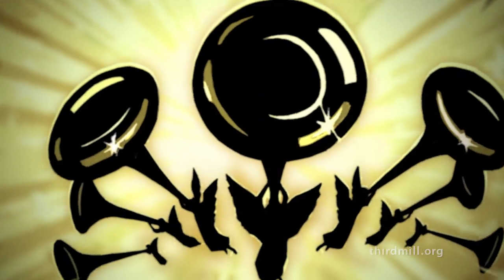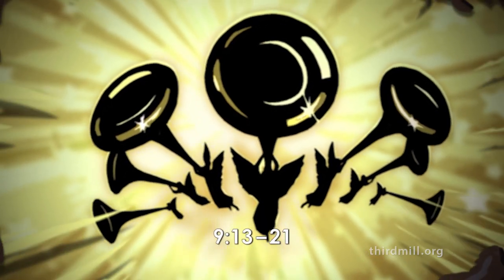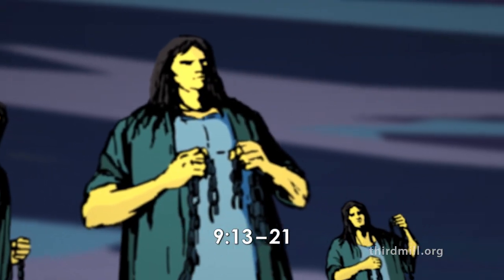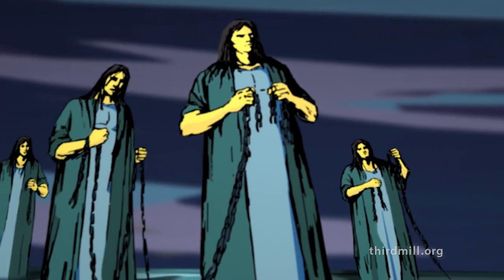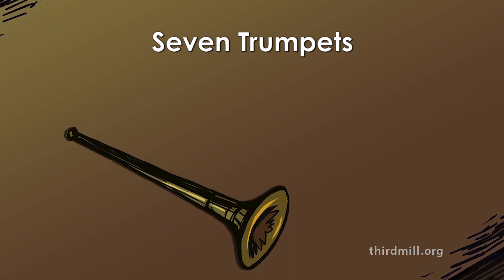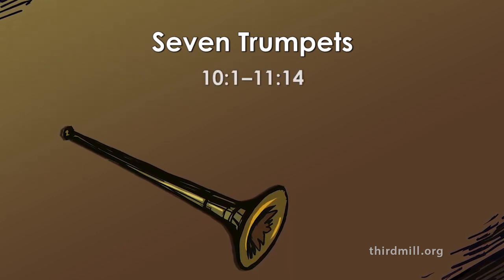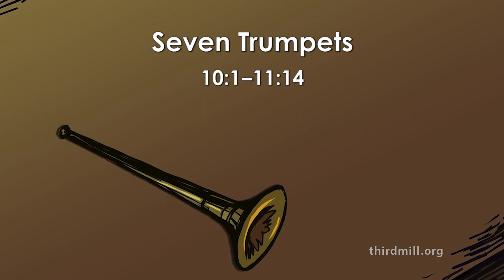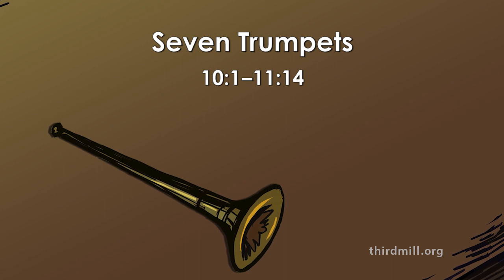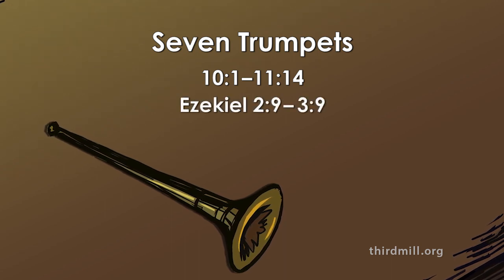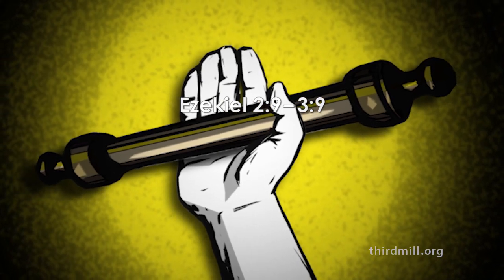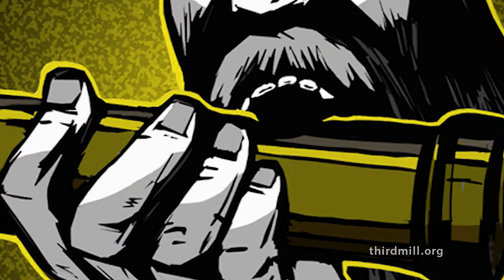The sixth blast of a trumpet is recorded in Revelation chapter 9, verses 13 through 21. It released four angels from the Euphrates River, who proceeded to destroy a third of humanity. These first six trumpets are followed by a two-part interlude in Revelation chapter 10, verse 1 through chapter 11, verse 14. In a scenario that resembled God's revelation of judgment to Ezekiel, in Ezekiel chapter 2, verse 9 through chapter 3, verse 9, John received a little scroll containing prophetic messages, and he was told to eat it.